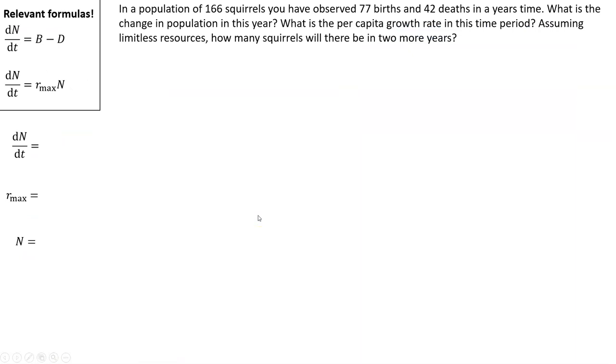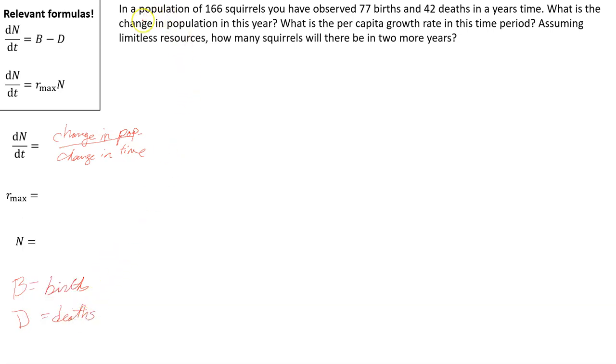Okay, so sorry about that. The first formula we have is dN over dt equals B minus D. Now you might look at that and say, well, what is dN over dt? dN over dt is simply the change in population over the change in time. So the change in population over the change in time is equal to B. It says this on your formula sheet also. B is births, and D, as you might guess, represents deaths.